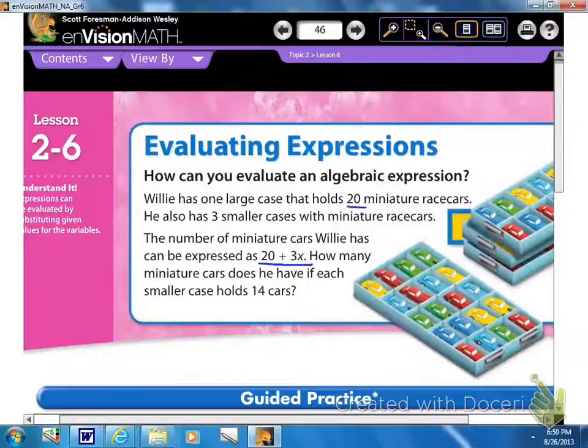Well, we know he has 20 miniature race cars, and we know he has 3 cases, but it doesn't say yet how many cars are in those small cases. So we have 20 plus 3 times this missing number, x. How many cars are in those smaller cases? Well, how many miniature cars does he have if each smaller case holds 15? All right.